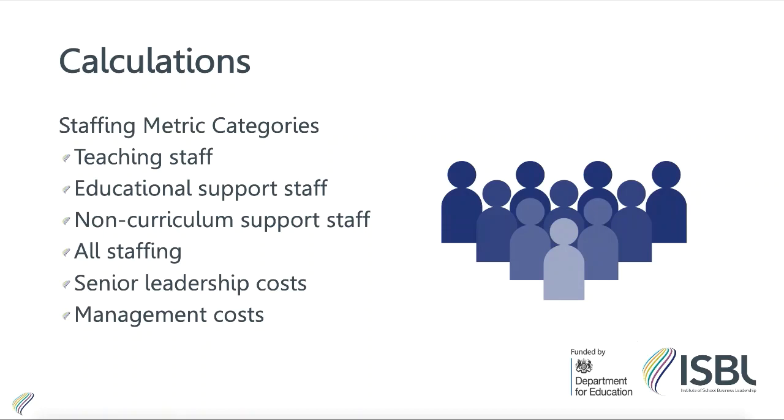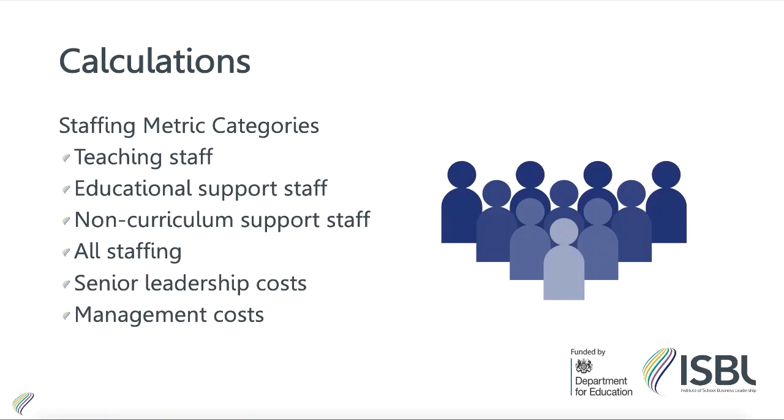If catering and cleaning is outsourced, then somewhere between 80% and 90% of that contract value should be added back into non-curriculum staffing. The reason this is done is to get a true reflection of staffing costs. For example, if the service was not outsourced, then the school would have to employ those members of staff. So by adding these staffing costs in, each school can be benchmarked appropriately. All staffing includes all staffing, as previously highlighted.